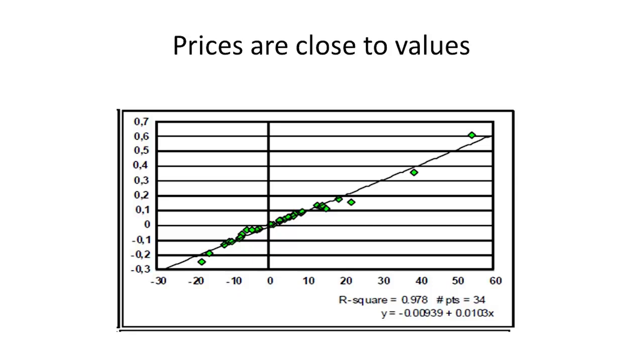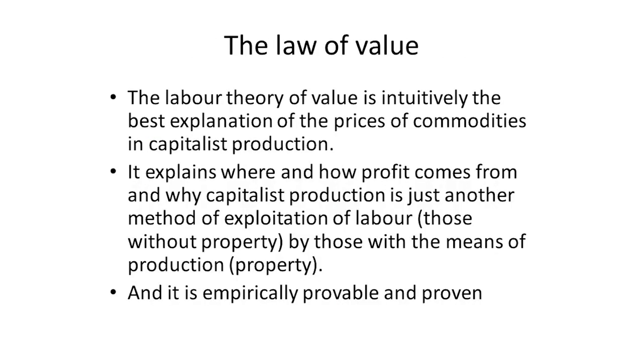If prices and values are more or less the same, therefore not like the Antiques Roadshow, then the line should be the direct red, flat line right across there. And those points are the different sectors of the economy, and they show that it's pretty close, prices are pretty close to values. So there is the law of value. Labour theory of value is intuitively the best explanation of the prices of commodities and capitalist production. It explains where profit comes from, and it's empirically provable and proven.